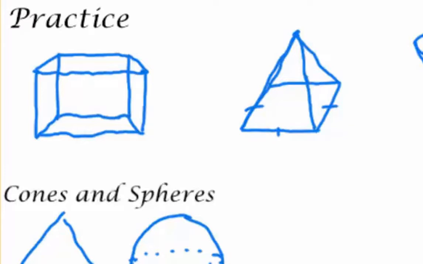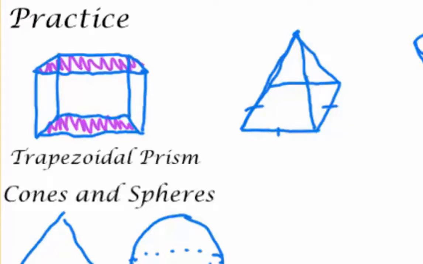Now with practice, let's take a look at 3 figures, look at some of the clues, look at the bases, and determine what shapes we have. So for this first one, where do I have 2 congruent sides? This figure has a trapezoid bottom and a trapezoid top. So because there's 2 trapezoids, this is a trapezoidal prism.